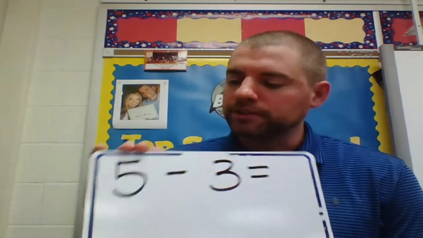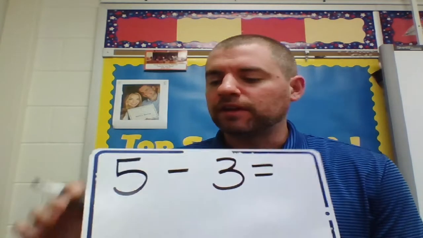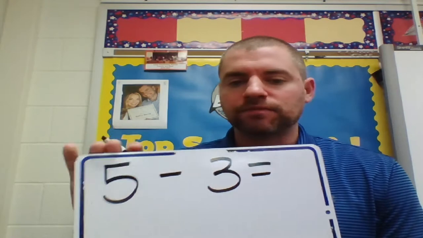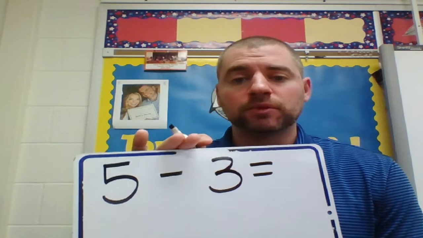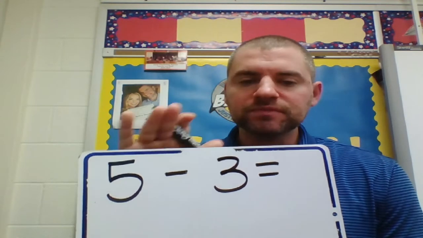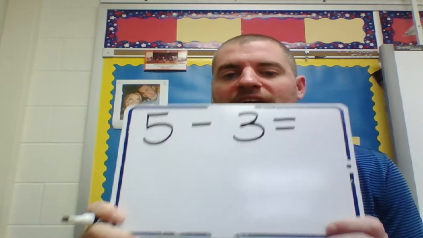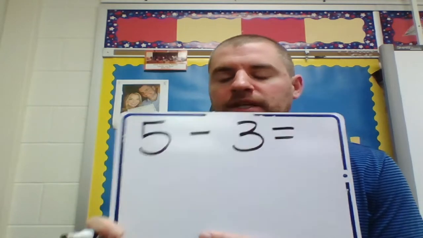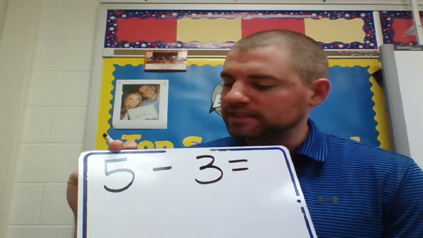We're going to start with one group, and we're going to take some away from that group. So if I have this sentence 5 minus 3 equals, what this means is I'm going to start with 5 and then I'm going to take away 3. So when we draw a picture for our subtraction sentences, the only thing we're actually going to draw is a picture for this first number. We're always going to draw the first number. And in this sentence, the first number is 5. So I'm going to draw my 5 circles down here. 1, 2, 3, 4, 5.